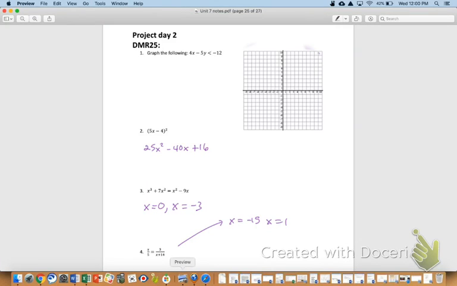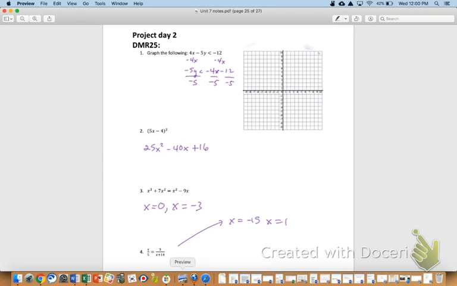To get it into slope-intercept form, which it's not currently in, what I would do is subtract the 4x from both sides. That would give me negative 5y is less than negative 4x minus 12. Make sense? And then I would divide by negative 5 to get into slope-intercept form.